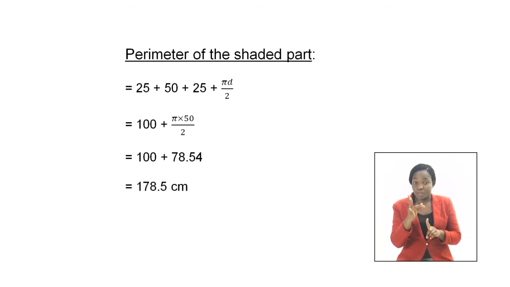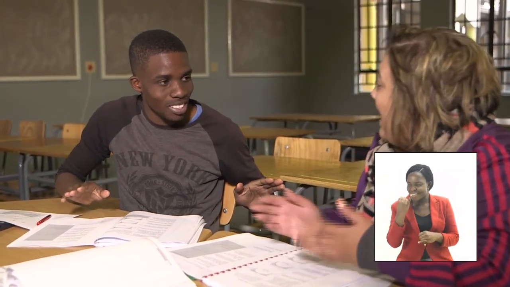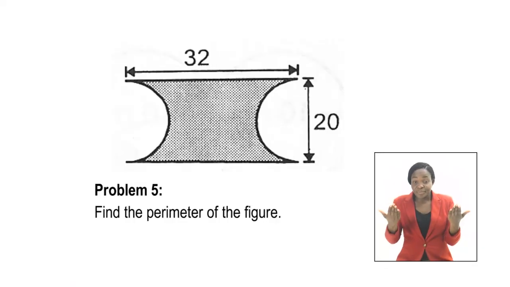So now, if we add them up, the perimeter of the shaded part of the figure is 178.54 centimeters, which we round to 178.5 centimeters. Good. Guess what, Sally? We have just one more problem to do. Yay! So shoot! Here, we must find the perimeter of this figure.